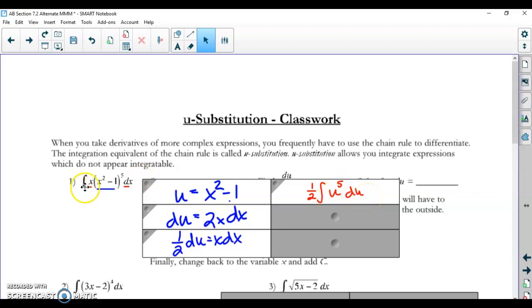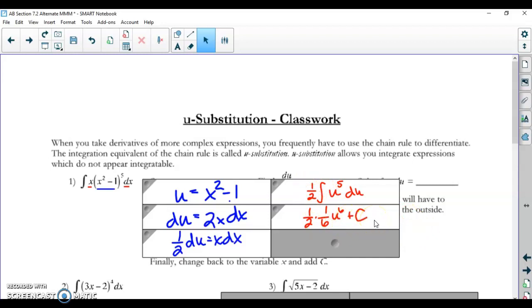This is the same structure as what we had over here in our original, but this looks much easier to integrate. Now all we need to do is reverse the power rule. I'm going to add 1 to the power. I'm going to divide by the new power. It gets me 1/2, that was out in the front, multiplied by 1/6 u to the 6th plus c.